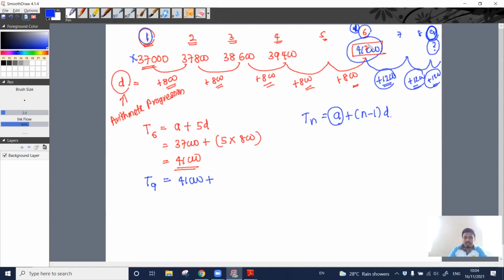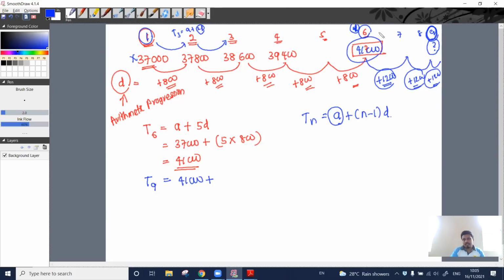Plus, how many years do we need to go further from here? How many years? Right? To find this, it is a plus n minus 1 d, 2d. We need to go how many years further? Here, from this point to this point, 1 year. From this point to this point, another 1 year. So 2 years. Right? Two common differences we need to take into account.